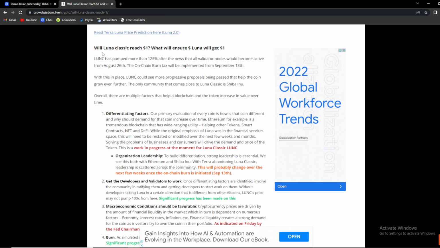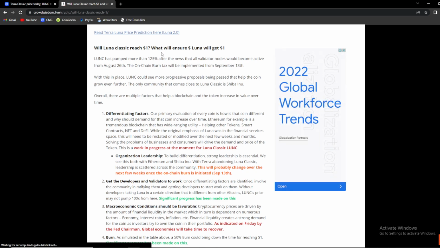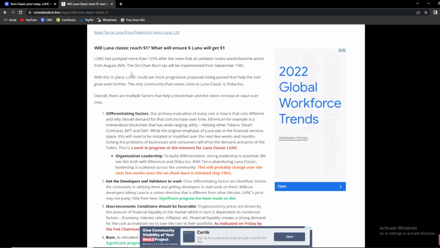So basically, will Luna Classic reach $1? What will ensure that? So LUNC has pumped more than 125% after the news that all validator nodes would become active from August 26th. The on-chain burn tax will be implemented from the 13th of September. With this in place, LUNC could see more progressive proposals being passed that help the coin grow even further. The only community that comes close to Luna Classic is Shiba Inu.